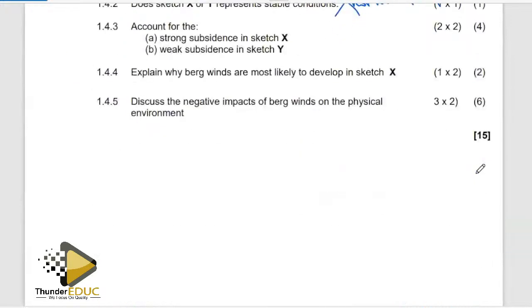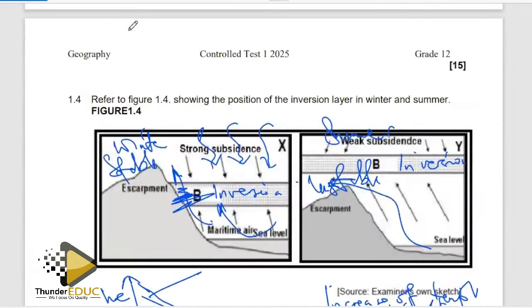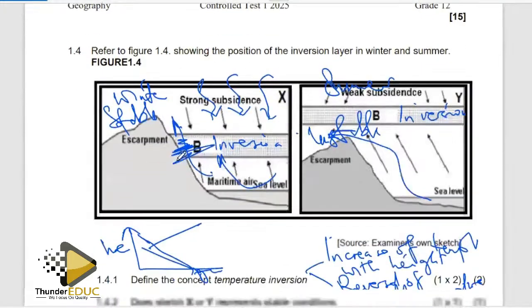Right, we go to the next question. Explain why Berg winds are most likely to develop in sketch X. In X here, why do you have the Berg winds forming? The Berg winds will form because of the strong subsidence. The sinking air is going to heat adiabatically as it goes down the escarpment. There is strong subsidence, and that subsiding air is going to heat adiabatically. That is why the Berg winds are likely to develop.